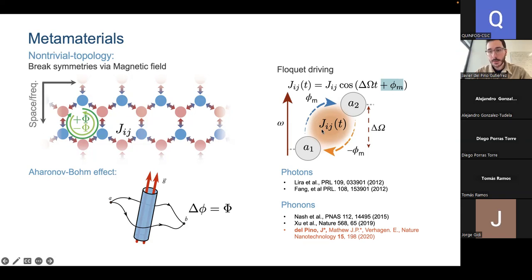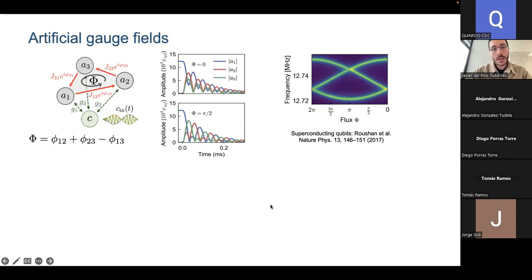And this idea has been tried and successfully proven in photons and also in phonons, where we were part of the first to show this, in particular in an optomechanical system. So this leads me to now the topic of what can we do with that? What's the minimum effect that now one can achieve with this artificial magnetic field? And this is chiral transport.